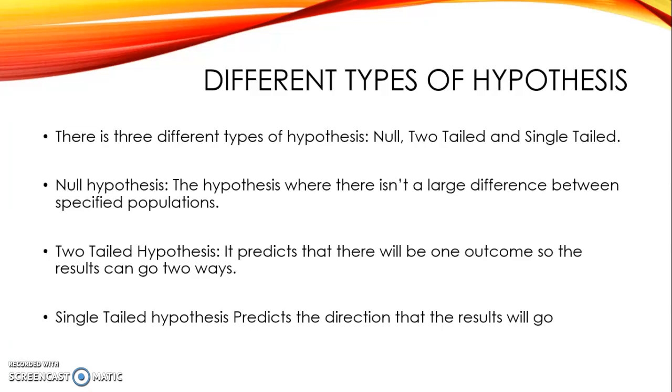This is like heads or tails. It will either be heads or it will be tails. You could predict it will be heads and it could land on tails, but there are 2 outcomes. A single-tailed hypothesis predicts the direction that the results will go, so it could go either more one way or more the other.